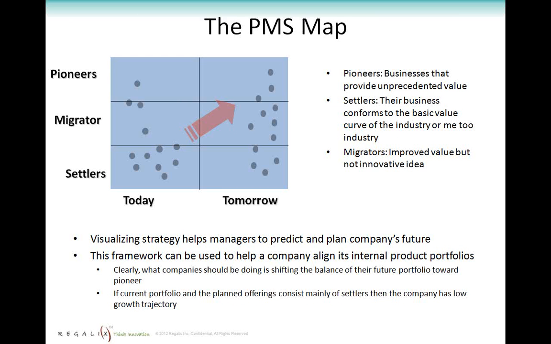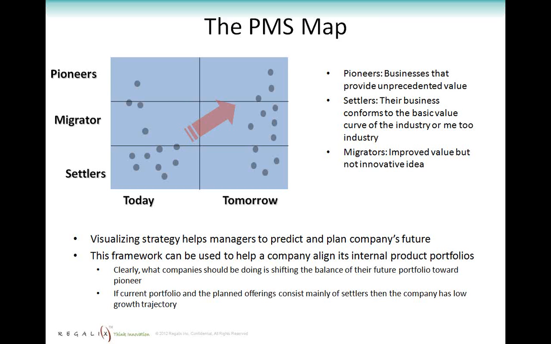One can also use a PMS map, which is Pioneer, Migrator, and Settler maps. Pioneers are basically business units that provide unprecedented value to a company. Settlers are the businesses that conform to the basic value curve of the industry or meet industry norms. Migrators are improved businesses that provide improved value to the customers but not necessarily a very innovative idea. By using this kind of visualization strategy, managers can predict and plan the company's future.